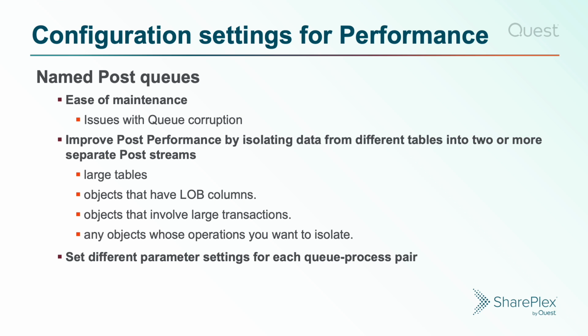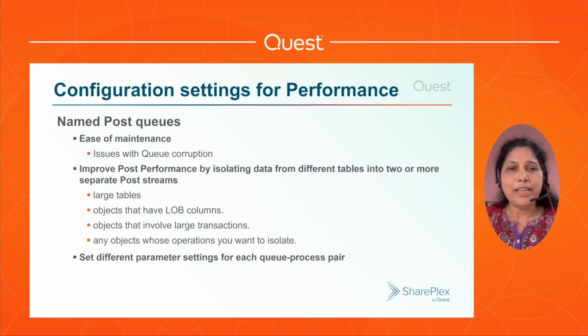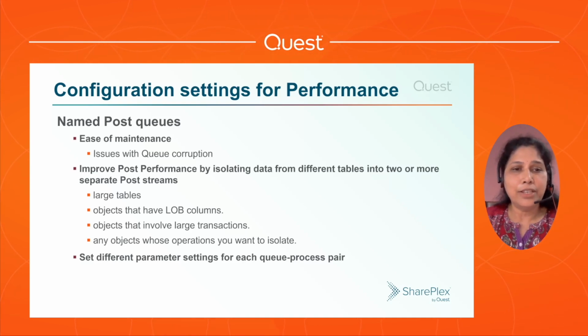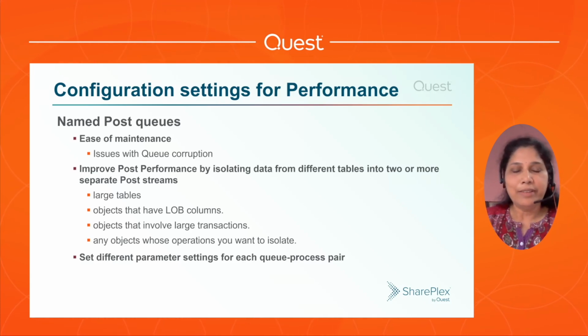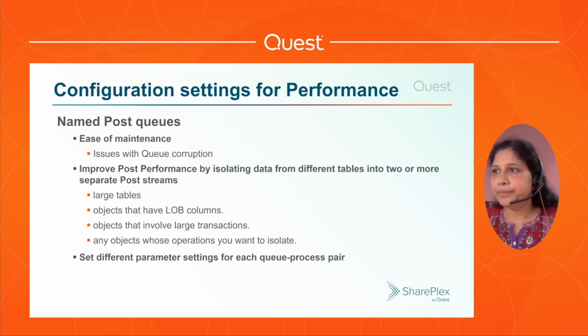And the most important thing is you can set different parameter settings for each queue process pair. For example, if you're running a lot of inserts, you might want to set different parameters compared to if you're running small OLTP transactions. So, like I said, most of the parameter settings are at the queue level. So this will really help in the performance tuning.